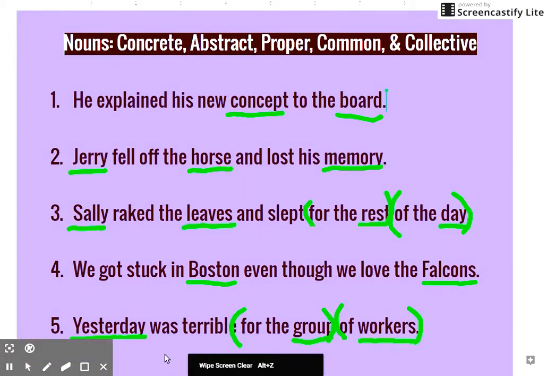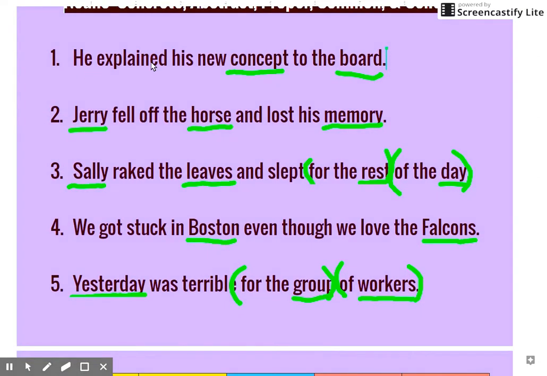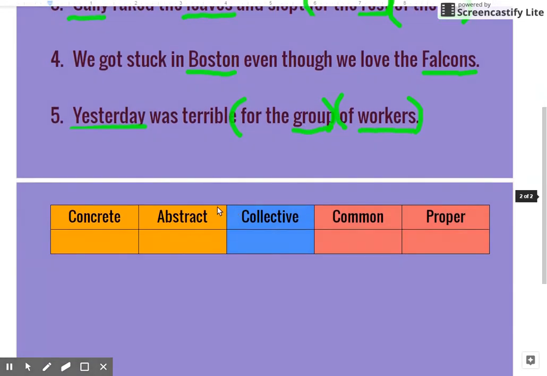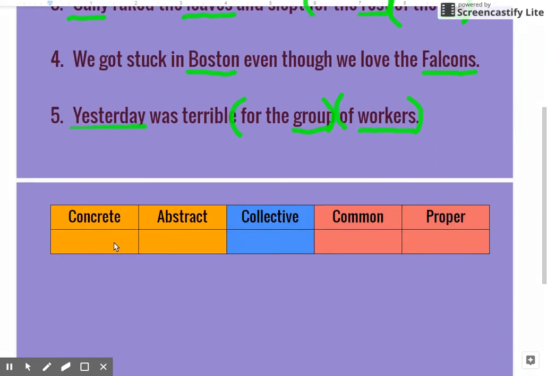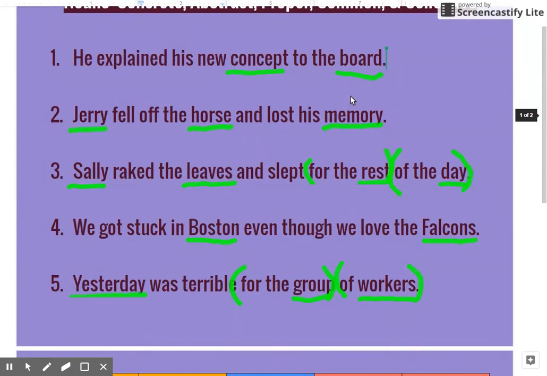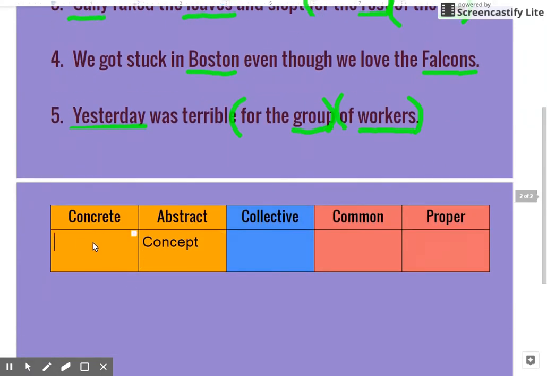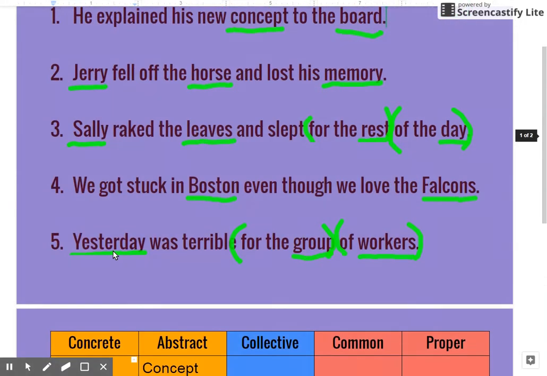So I need my cursor now. And so let's start with this first one. He explained his new concept to the board. So we're going to go down here. I've got my table ready, and we're going to sort these into their correct categories. So let's start with concept. Is concept concrete or abstract? Well, is concept something that you can see, taste, touch, or smell? No, of course not. It's an idea. So that makes it an abstract noun. So we're going to put it down here. Let's go up here. And the board, well, that's a group of people who are in charge of a company or something. Since it's people, we know we could see them. So that makes it concrete.